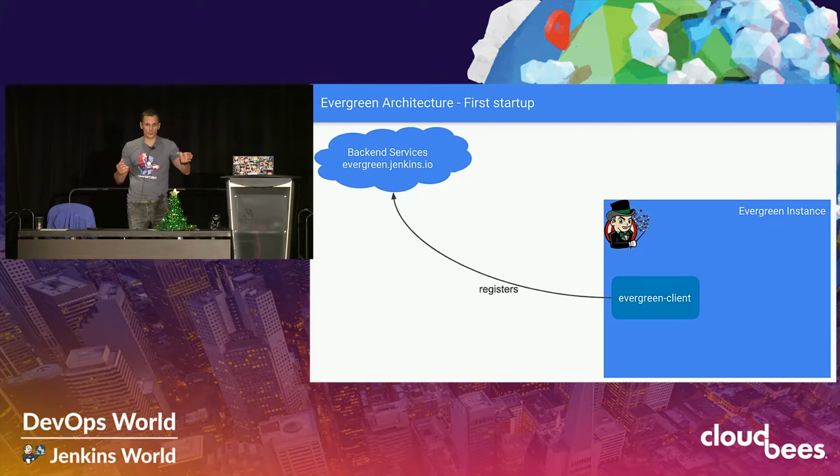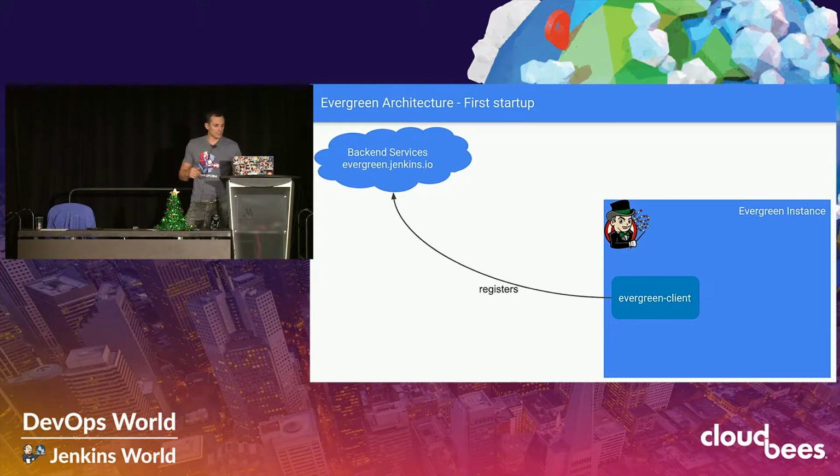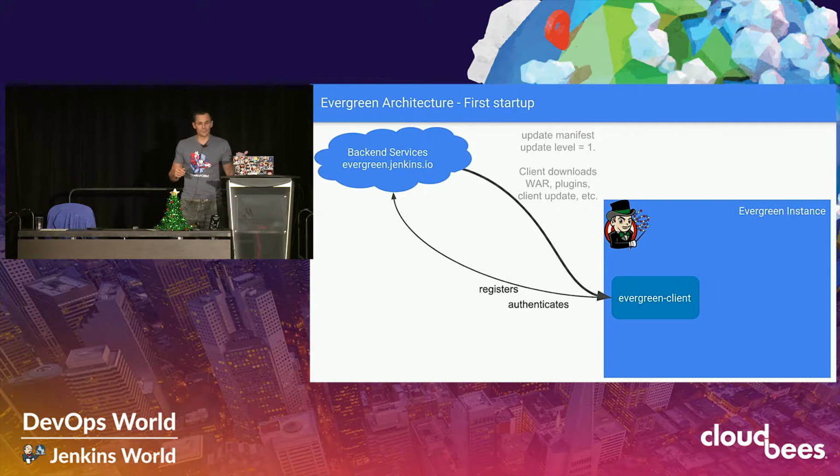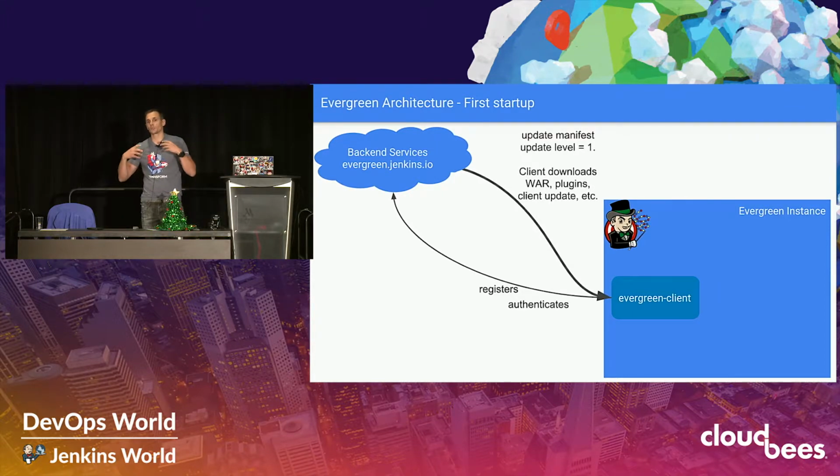We could say, okay, that UID we know is bad, so everything that comes from that person, or that instance, is bad. And so the instance is going to automatically register and authenticate. Then it's going to be served back what we call, as I said earlier, an update level. What that means is that it's going to tell the Evergreen instance what it needs to download to actually be able to start.